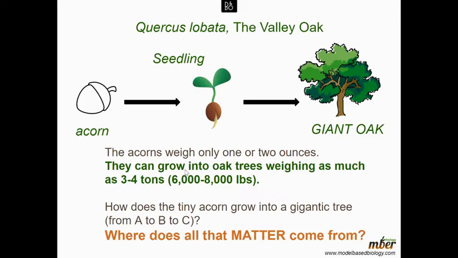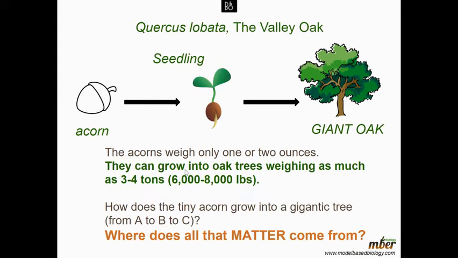Our discussion question is, if we take an acorn, which is like the seed of an oak tree, acorns weigh only 1 or 2 ounces, and they can grow into oak trees, which weigh as much as 3 to 4 tons, which is 6,000 to 8,000 pounds. How does the tiny acorn grow into a gigantic tree, going from A to B to C? If A is the acorn, B is the seed, and C is the tree, where does all this matter come from? Because obviously the acorn doesn't start out with all the matter that becomes an oak tree.